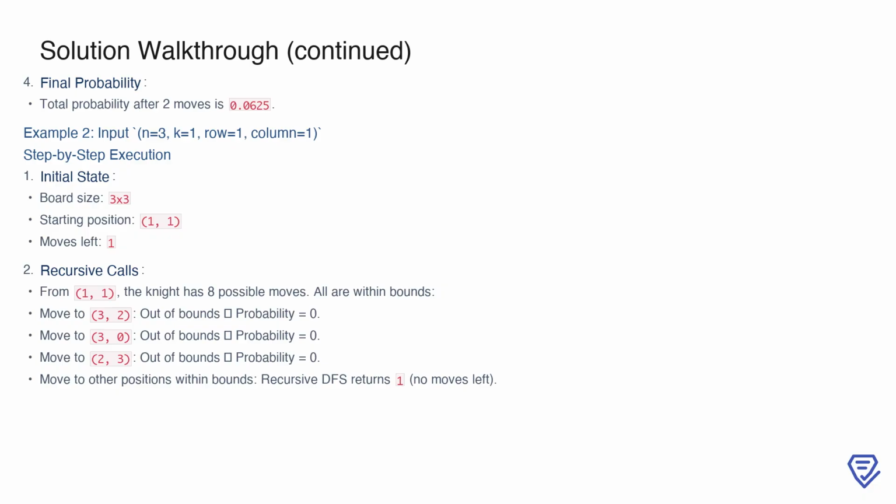However, several moves, such as (2, 3) or (3, 0), are out of bounds and contribute a probability of 0. For the moves that remain within bounds, the knight ends up with no moves left, meaning the probability for those paths is 1. This simpler scenario demonstrates how the base cases of our recursion handle the termination of valid paths and the elimination of invalid ones.